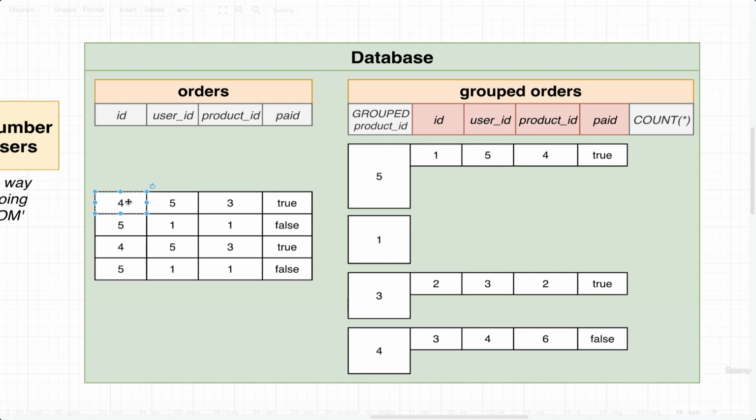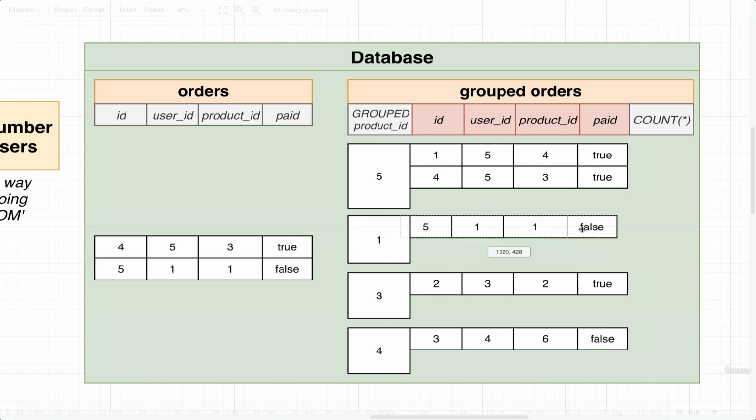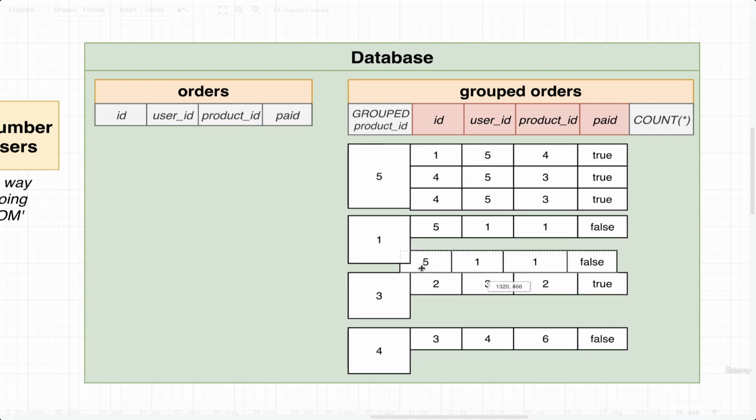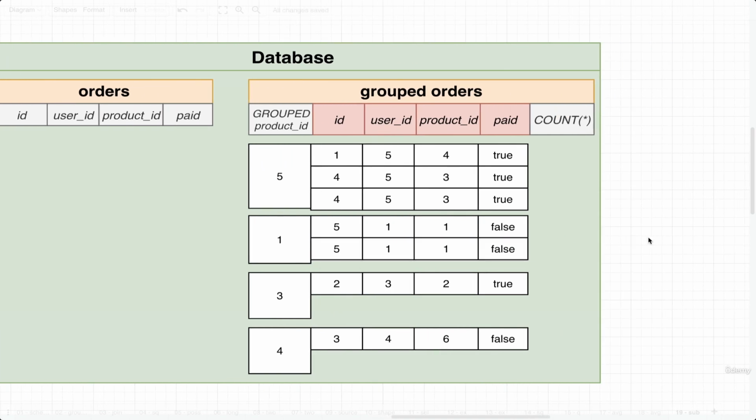Here's 4, a 5. I'm doing this as quickly as I can, I promise. A 1, and then a 5, and finally a 1. Where is that? Right there. There we go. So those are our groups.